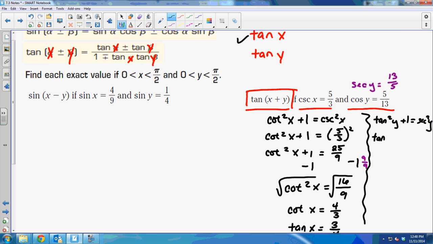So tangent squared y plus 1, so that's a property, equals 13 over 5 squared. So tangent squared y plus 1 equals 169 over 25. I'm trying to find tangent y. So I'm going to subtract 1. That 1 is going to be a 25 over 25. So tangent squared y equals 144 over 25.